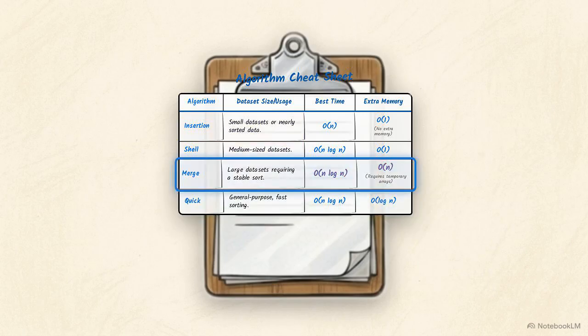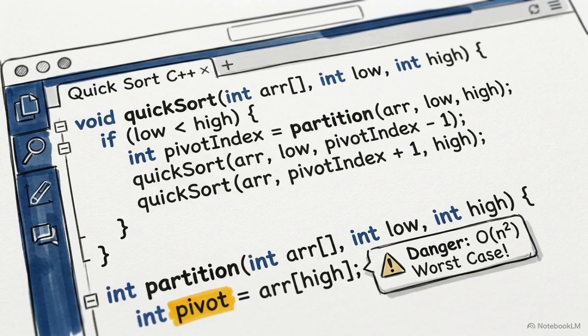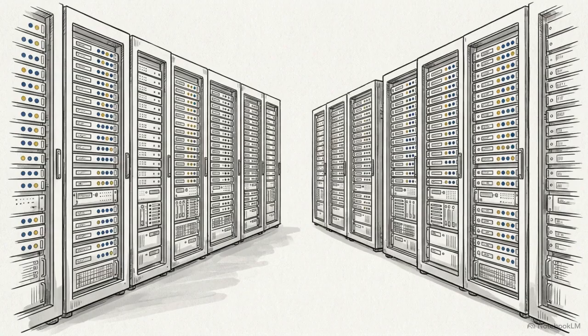To succeed in your exams, avoid these common traps. Never forget that merge sort requires extra memory, and always double-check your recursive logic in quicksort to avoid poor pivot selections. Mastery of sorting means knowing exactly which algorithm will make a system faster.